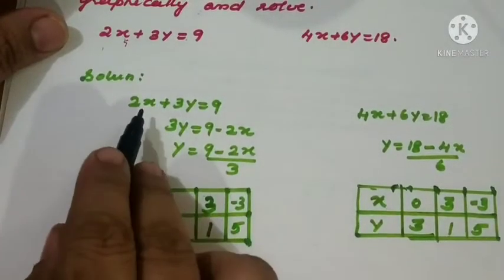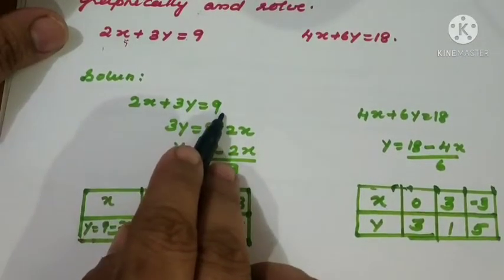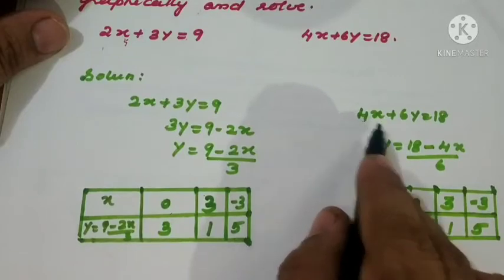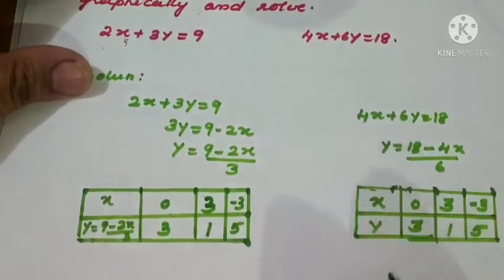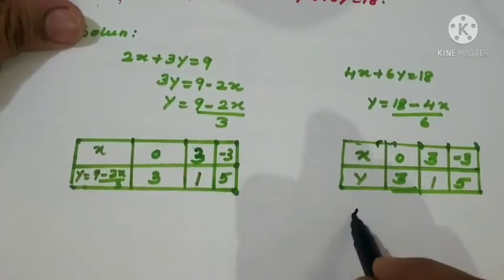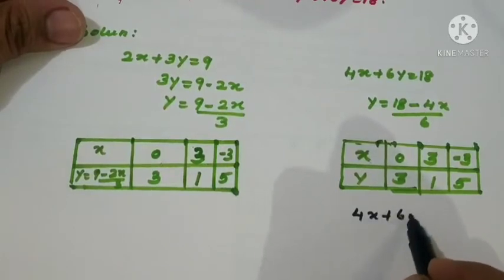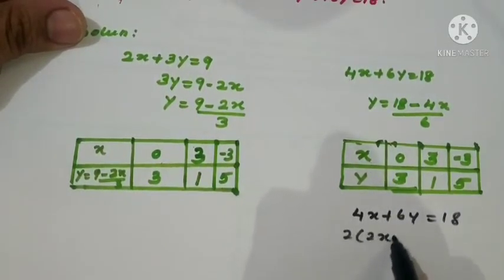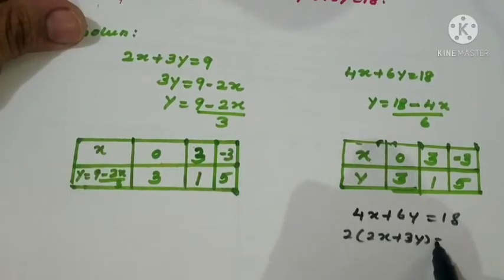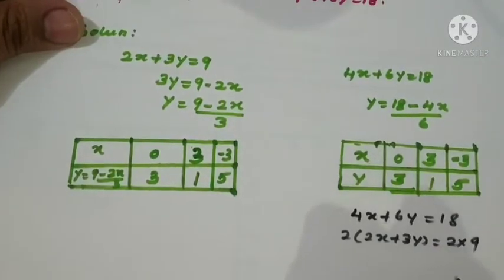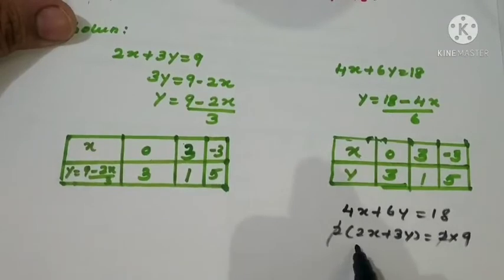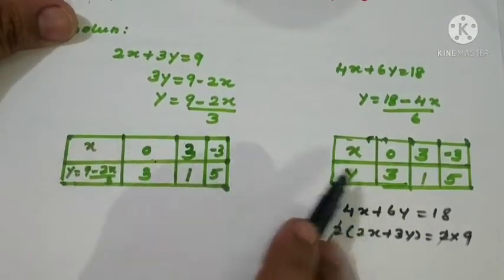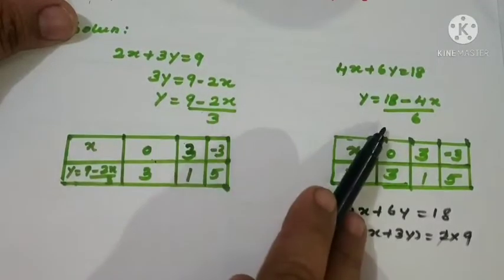So we will see that 2x plus 3y equal to 9. When you take 2 common here, what is the equation you will get? See, 2 I am taking: 4x plus 6y equals 18. 2 I am taking common, so 2 into (2x plus 3y), and here also 2 into 9. So I can cancel 2 on both sides and you will get back the previous equation. That is why the solution is also the same. But you should show the steps like this.